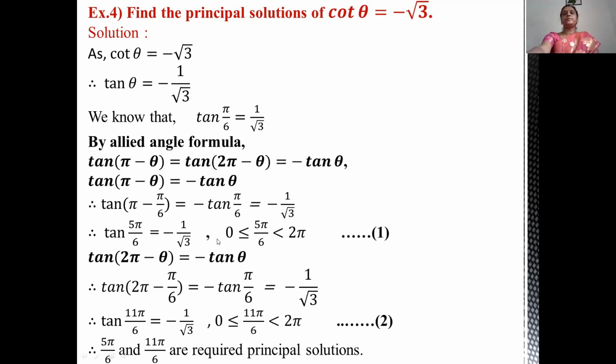Okay. Here we have studied how to find the principal solutions of trigonometric functions. In our next lecture, we will see what is meant by general solution. Okay. Till then, goodbye.